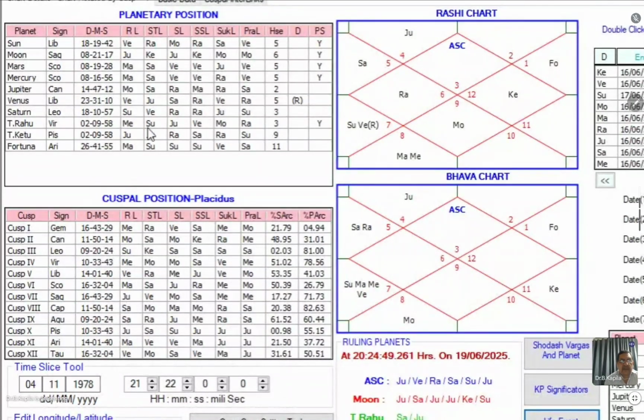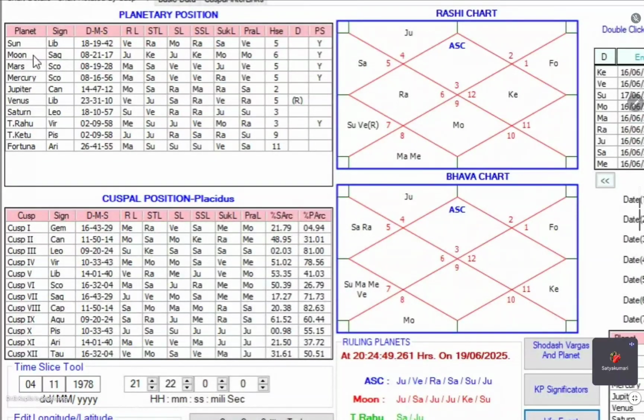The first planet will be Ketu itself. The second planet will be, because Ketu represents Jupiter, it is in Jupiter sign, Jupiter star. So the second planet is Jupiter. The third planet is Moon.